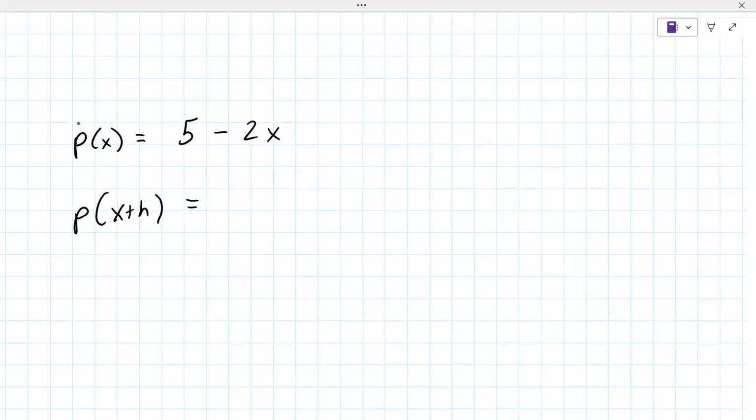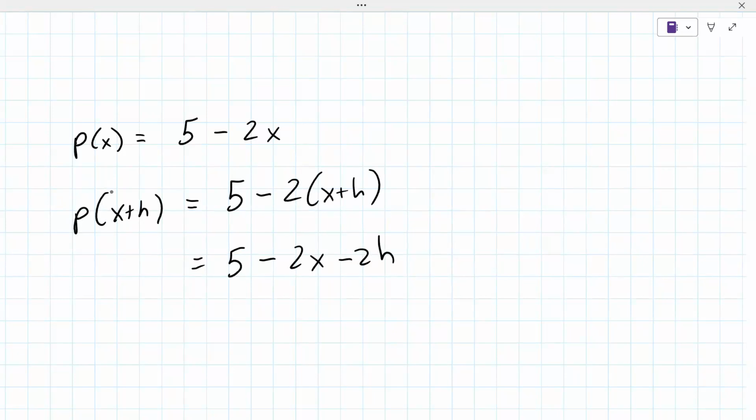So I have p of x plus h equals 5 minus 2x minus 2h. Do I distribute the p in the front? No, this is just notation. So it's just 5 minus 2x minus 2h like that, and just leave it like that? Yeah, we're going to do more, but that's what's going on here.